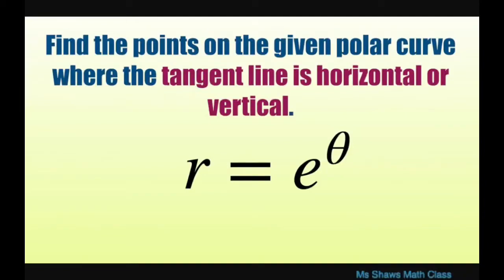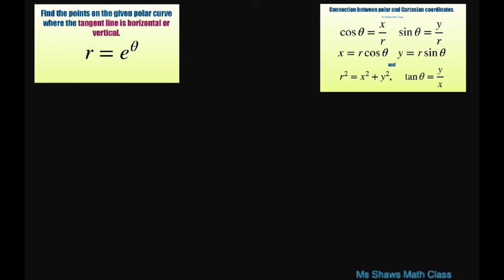Everyone, we're going to find the points on the given polar curve r equals e to the power of theta and find where the tangent line is horizontal or vertical. The first thing we're going to do is find the horizontal. So that means we're going to do the derivative of y with respect to theta.